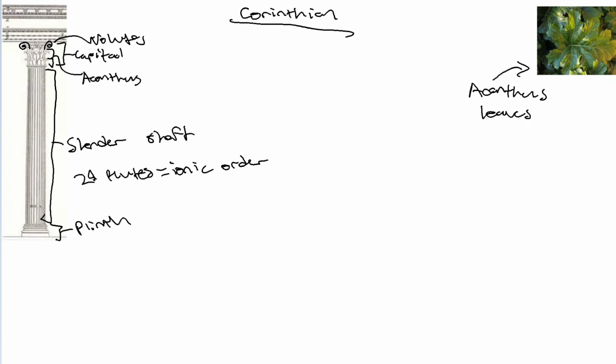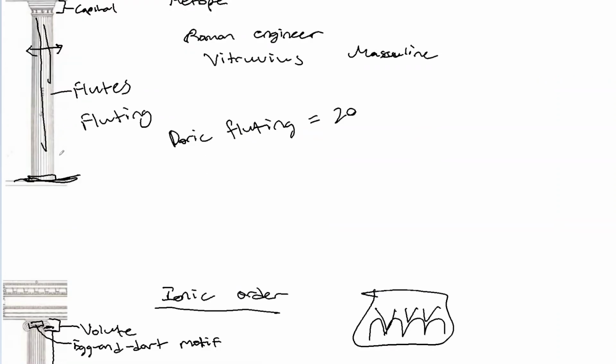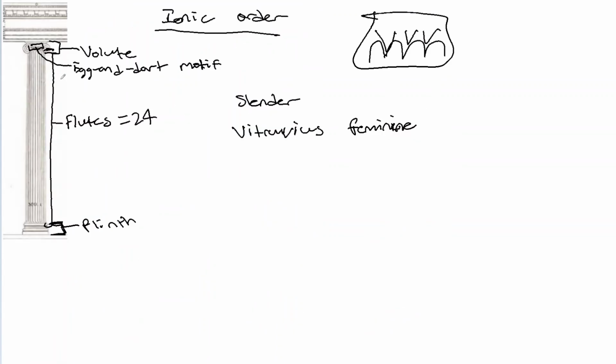And it's also taller. The Doric order is the shortest and thickest. The Ionic order is a bit taller and more slender. And then the Corinthian order is the tallest Greek order. Okay, now that we've talked about the 3 Greek orders, we can talk about something called entasis.